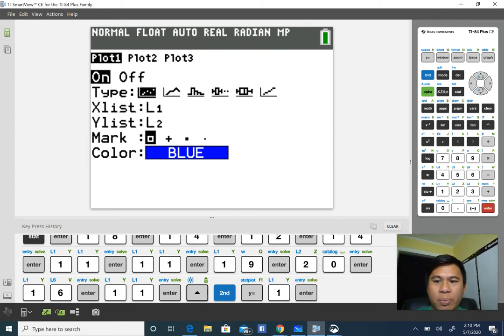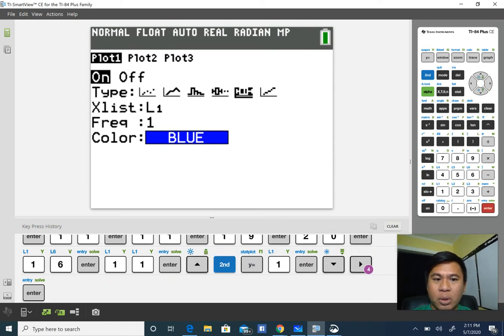Now for the type, I'll go down. For the type, I'll simply click on. Okay, so in here, the fourth one is the box plot with the outliers, and the next one is the box plot without the outliers. So in this case, let me choose first the box plot without the outliers, so that we can compute for the outliers later.